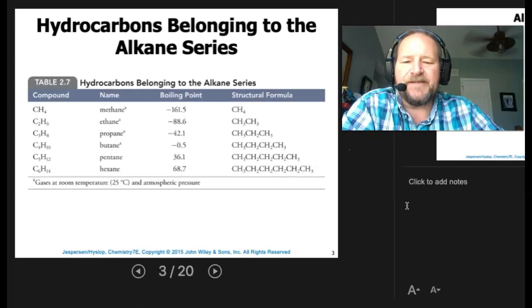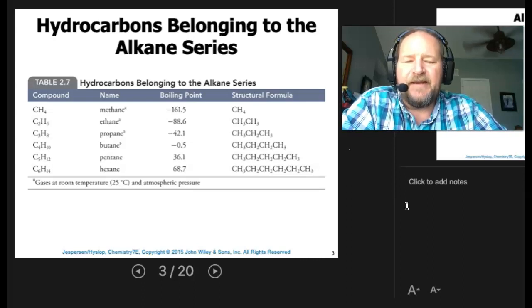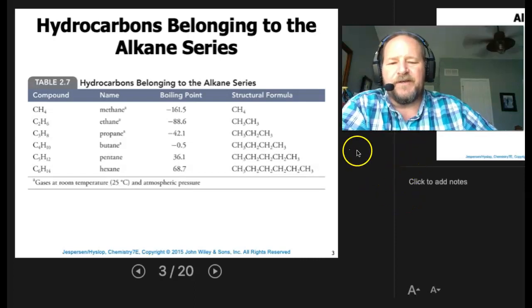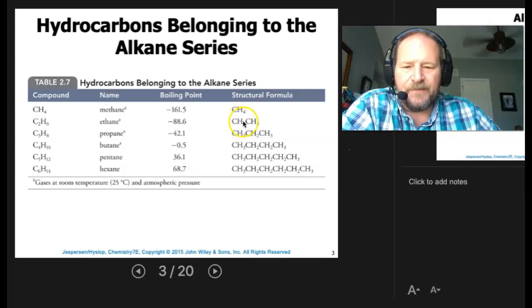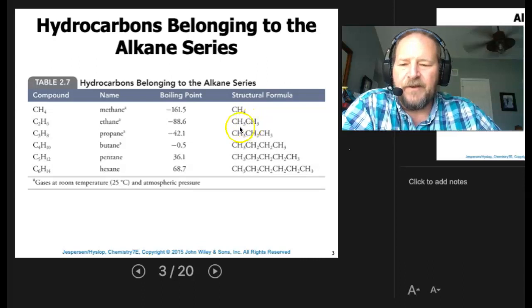We have methane is CH4, ethane is CH3CH3. Now for these structural formulas, we write them this way. What we're assuming here is that you understand the carbons are the ones that are connected to each other. Okay, so the carbons form what we call a carbon-carbon backbone. And then we go to propane.